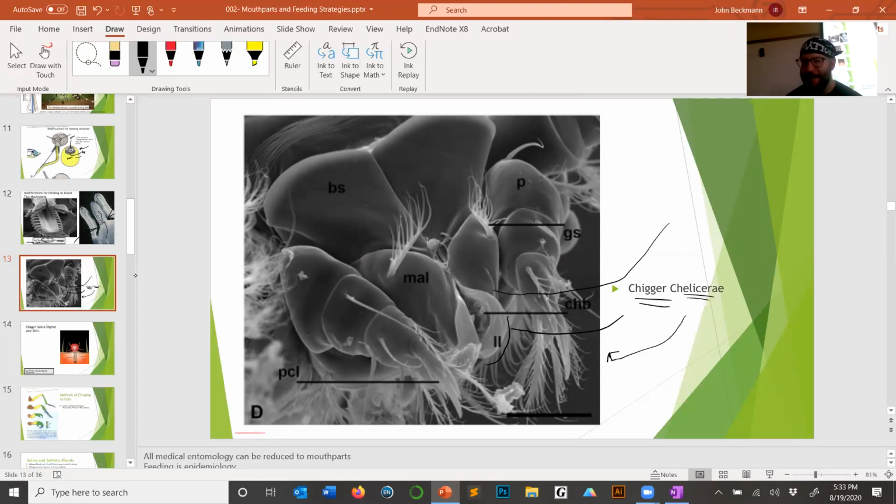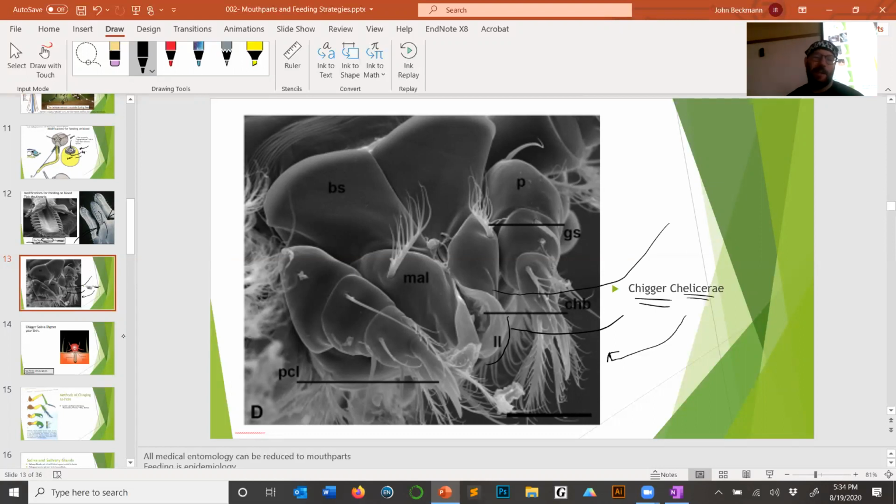Maybe. It's a decent hypothesis. Is it a telmophage? I think it lacerates the skin and then it sucks from the surface. No, that would be a telmophage. It obviously is not a telmophage because it doesn't have sharp swords for mouth parts. Does that make sense? So these are like chewing mouth parts.